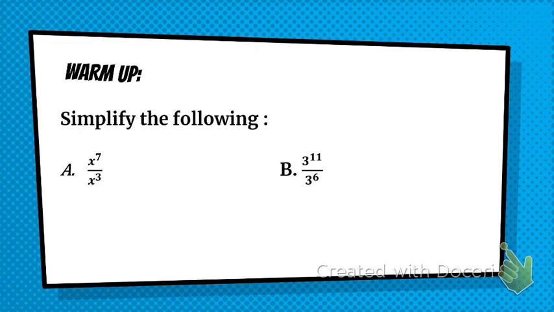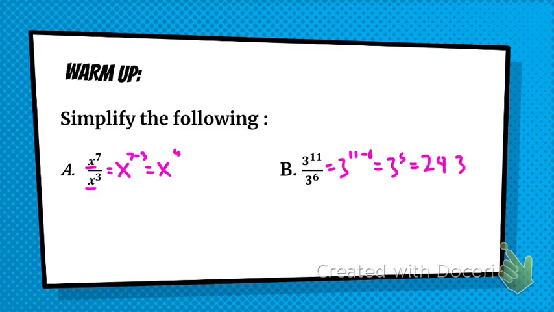Before we get into that, let's recall how we simplify something like this. When we have the same base written in the numerator and the denominator, we just subtract those powers. That's x to the 7 minus 3, which would be x to the 4th power. Same idea here: 3 to the 11th divided by 3 to the 6th is 3 to the 11 minus 6, which is just 3 to the 5th power. And then we can simplify 3 to the 5th power by typing that in and saying that's 243. We couldn't do that with the x because we didn't know what x was. But anyways.